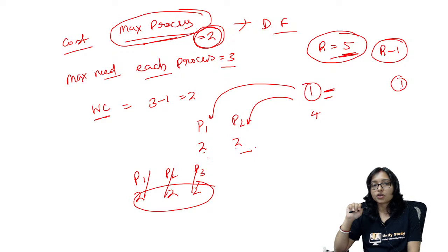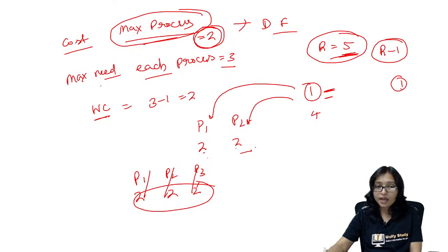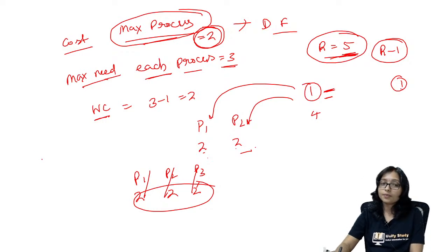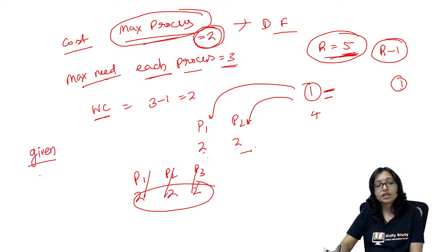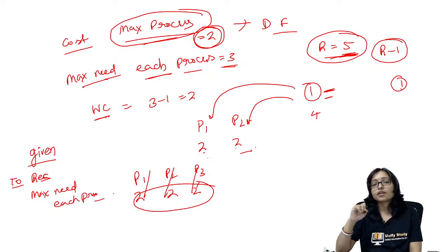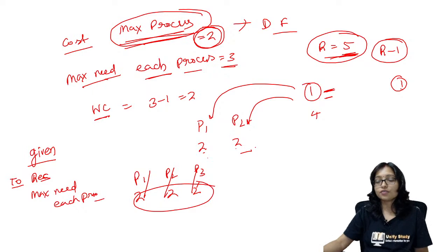This is another type of question where they are asking what is the maximum number of processes you can execute, where the maximum need of each process will be given and the number of resources will be given. So what are the given data here? Given data is the total number of resources and the maximum need of each process. Got it? Then they will ask what will be the maximum number of processes. I hope it is clear. Clear? Yes or no? Tell me. I hope this is clear to everyone.